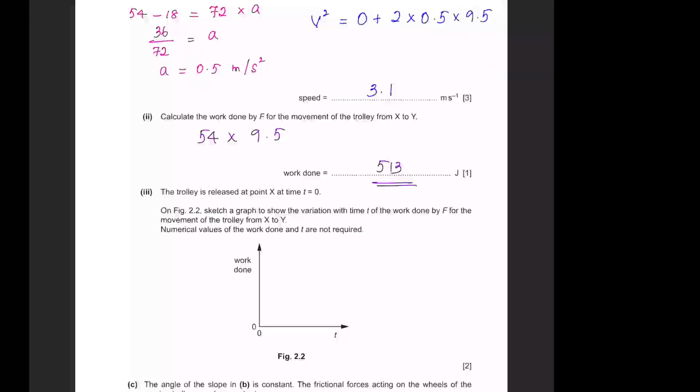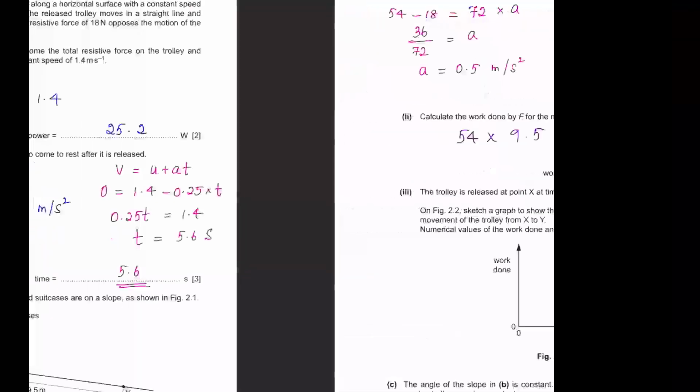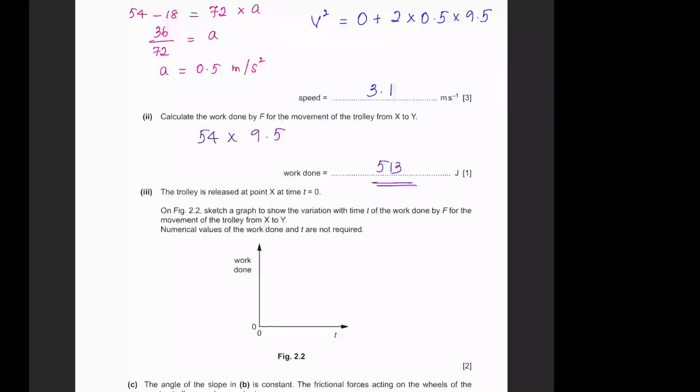So the frictional forces are not counted, because they are asking here for the work done by the force F, right? They do not need the net force.